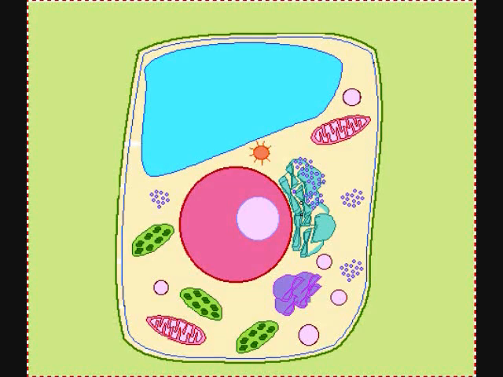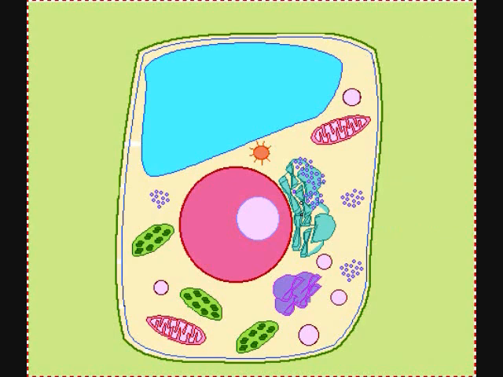The plant cell. The plant cell, like the animal cell, is eukaryotic. However, they differ in several key respects. Their distinct features include the cell wall, cell membrane, central vacuole, nucleus, nucleolus, nuclear membrane, chloroplast, mitochondria, Golgi body, ribosomes, smooth endoplasmic reticulum, rough endoplasmic reticulum, and cytoplasm.